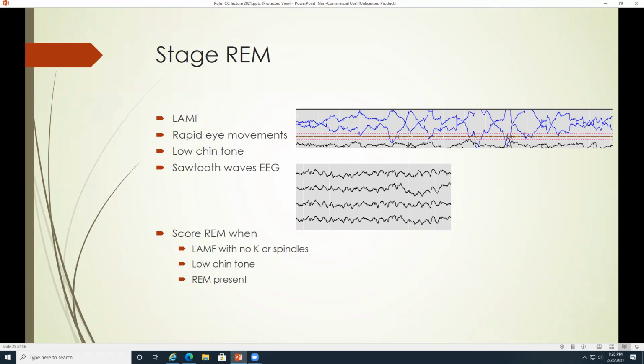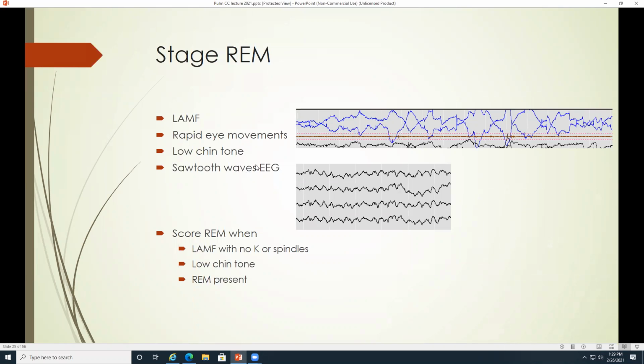Lastly is stage REM. Again, low amplitude mixed frequency is the baseline here. You're going to see rapid eye movements, hence the name. There's going to be low chin tone. Chin tone is hard to assess on a single epoch because if they're not actually moving their chin, the thickness of the line can be different. In this example there really isn't any movement. But if you compared it to the same person when they weren't in REM sleep, the line would be thicker because there's more underlying tone. So it's hard to use that unless you're going through a real sleep study where you can see the tone drop off as they go into REM sleep.